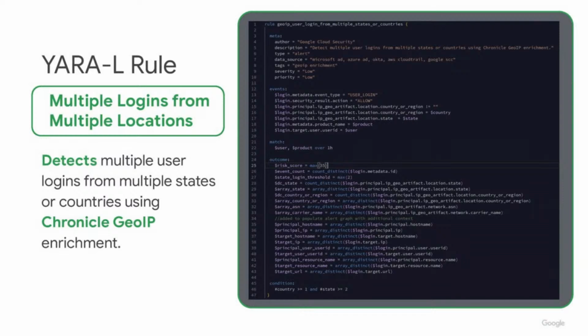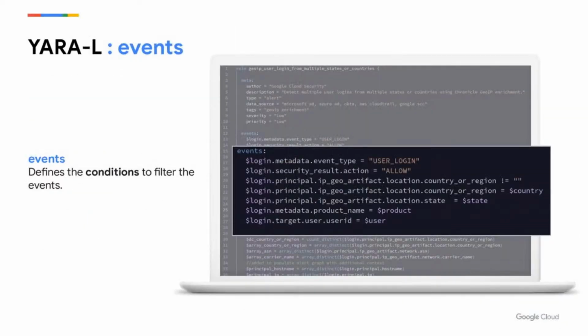So let's explore a common YARA-L rule that's designed to detect unusual login patterns. This rule aims to identify multiple logins from different locations using Chronicle's geo-IP enrichment. And I really got to say, it's pretty awesome that these enrichments happen automatically. Now let's take a second to break down the key components of this rule to understand its inner workings and why it may be a poor rule.